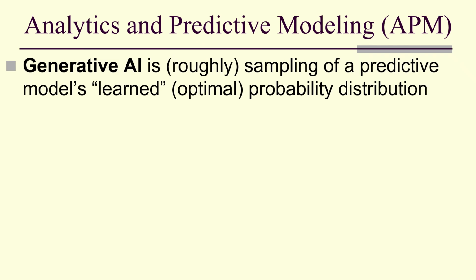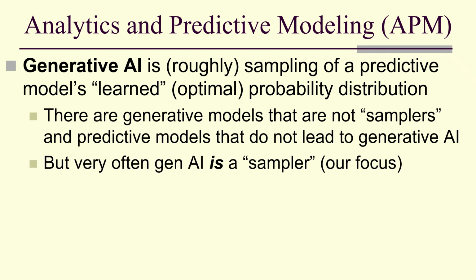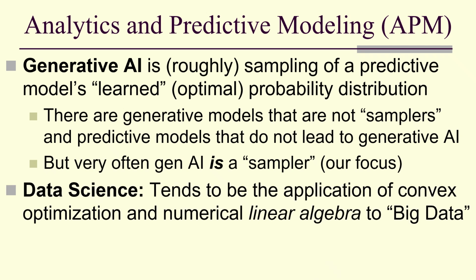So generative AI is roughly sampling of a predictive model's learned optimal probability distribution. There are generative models that are not samplers, and there are predictive models that do not lead to generative AI. But very often, generative AI is a sampler, and that's going to be our focus.